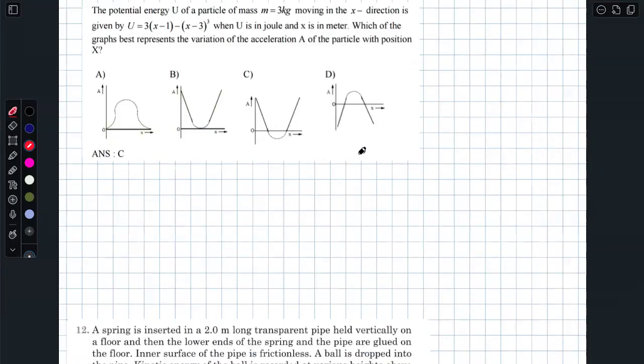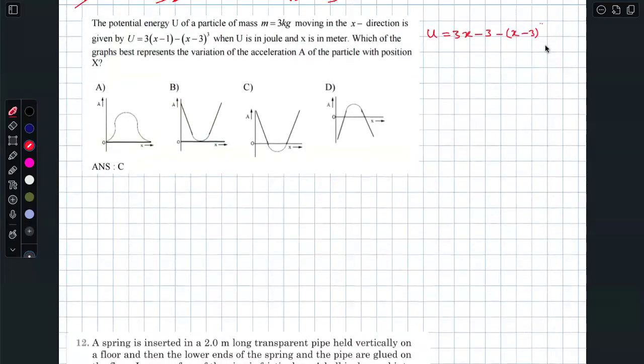The potential energy U of a particle. So finally, U can be written properly as 3x minus 3 minus x minus 3 whole cube. Any doubt till this point? Du by dx is 3, 0.